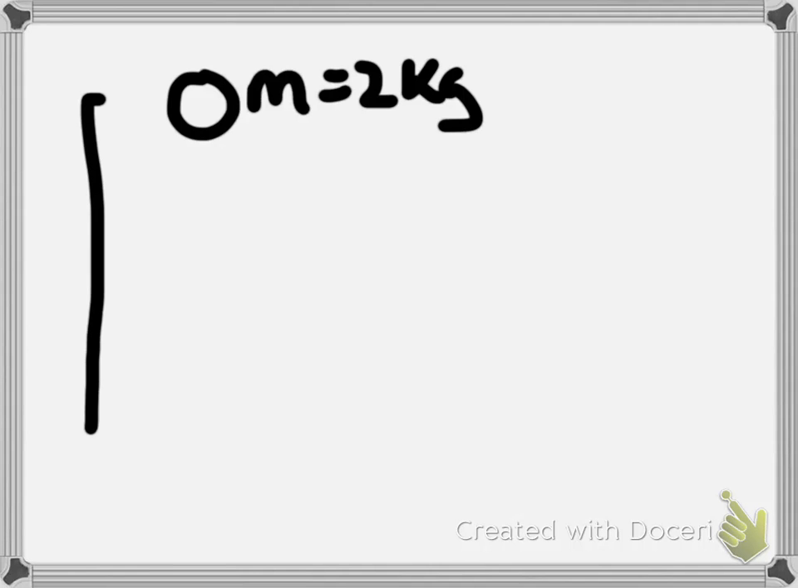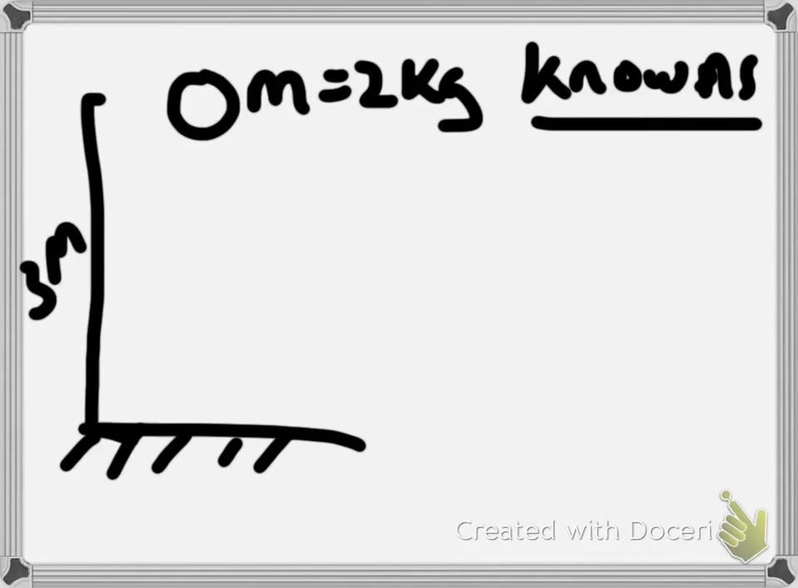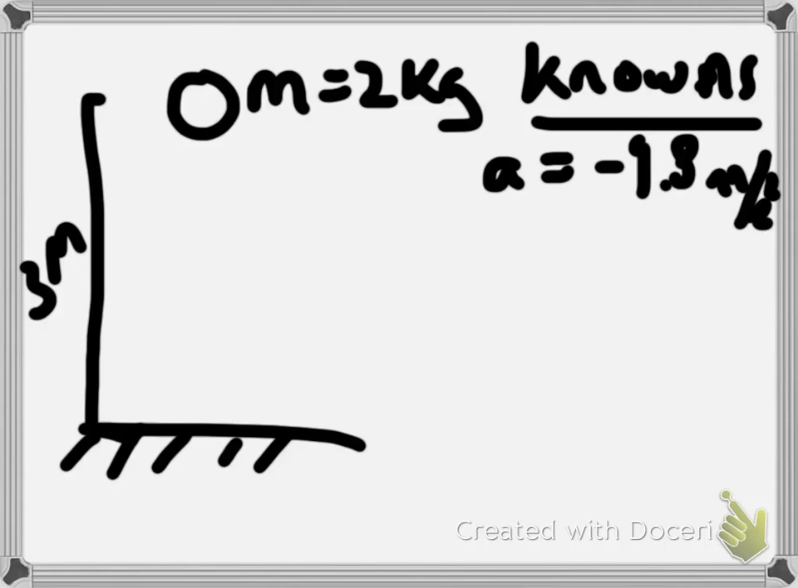Okay, you have an object, let's say it's a ball, that has a mass of 2 kilograms, and it's a distance of, let's say, 3 meters above the ground. So the first thing you should always do is make a list of your knowns. That should be the number one thing to do. Now, anything that's a projectile, anything that's in the air, we know the acceleration: negative 9.8 meters per second squared.